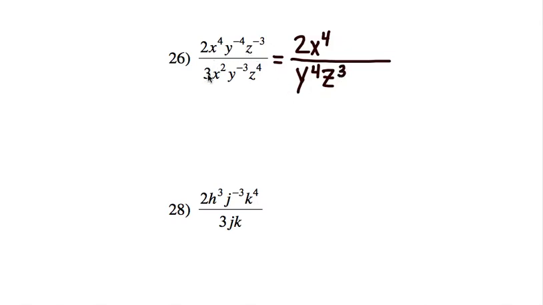Now go to the bottom. 3 does not have a negative exponent, so it stays. X to the second does not have a negative exponent, it stays. Y to the negative 3 is a negative exponent, so I move it up and make it positive. And z to the fourth is positive, so it stays.